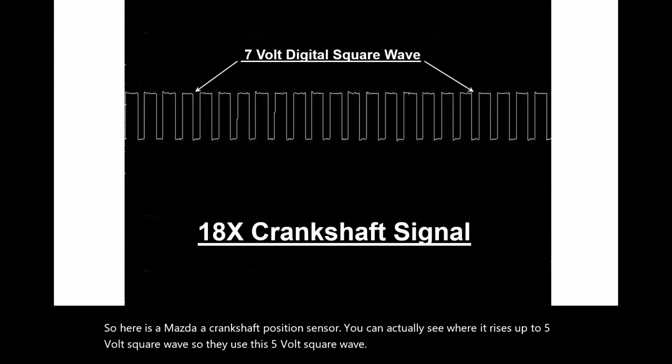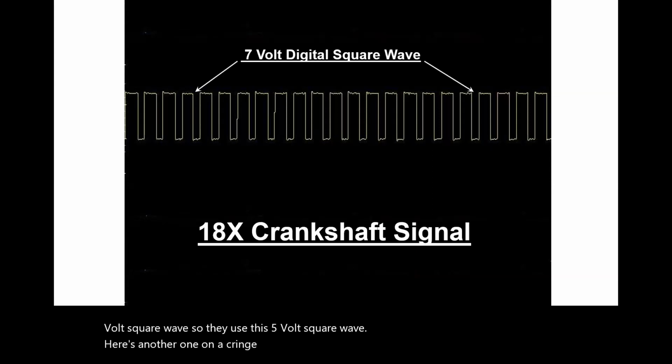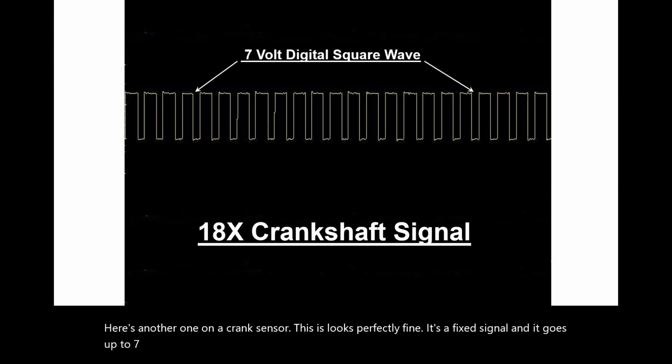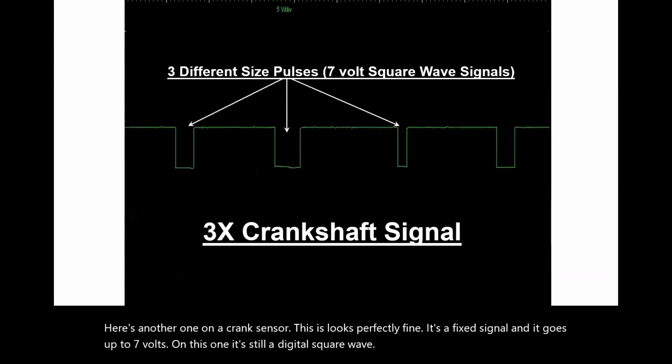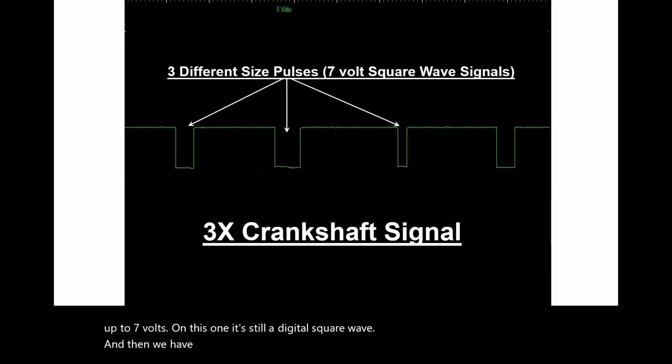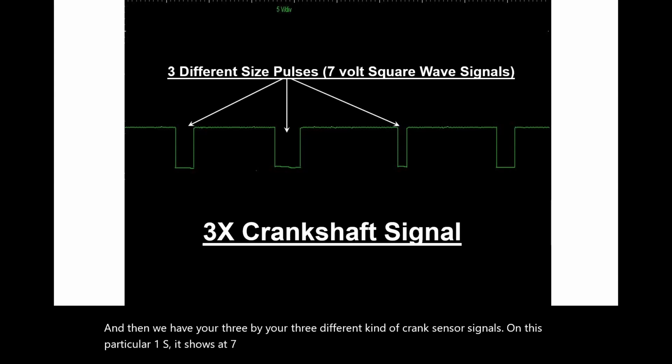Here's another one on a crank sensor. This looks perfectly fine. It's a fixed signal and it goes up to 7 volts on this one. It's still a digital square wave. And then we have your 3 different crank sensor signals on this particular one. So it shows that 7 volt square wave signal.